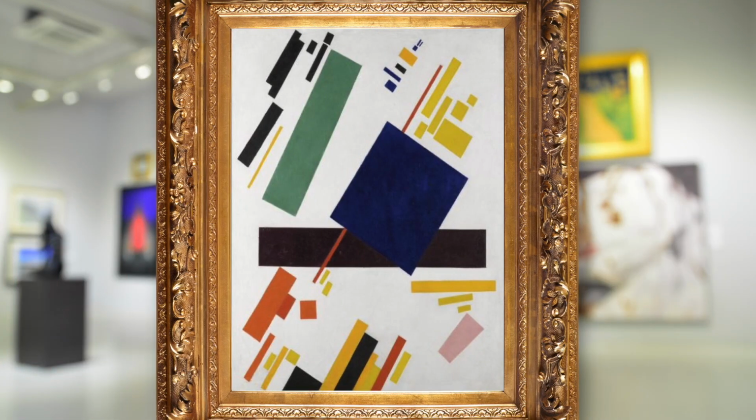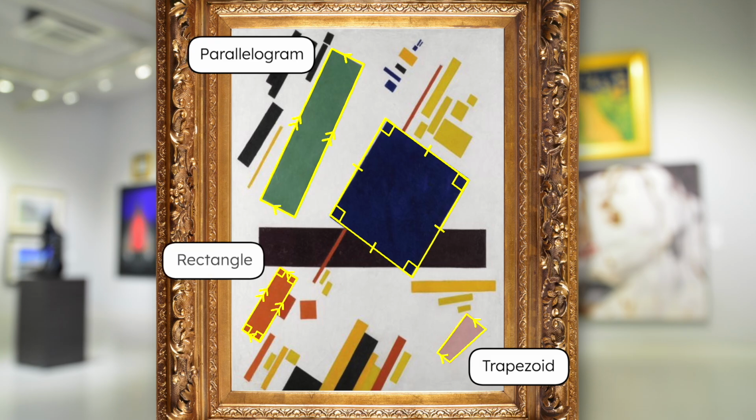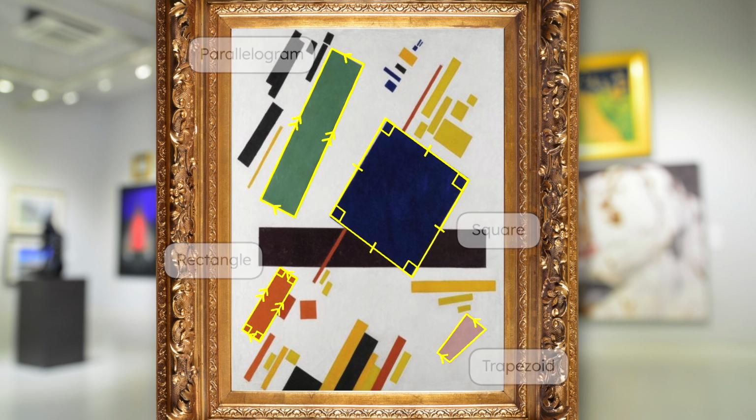You have several possibilities to choose from, but here are the quadrilaterals that I found. Here's a trapezoid. It has just one set of parallel sides. This one is a parallelogram with two sets of parallel sides. This rectangle has 4 right angles and 2 sets of parallel sides. And this is the square. It has 4 equal sides and 4 right angles. Make sure the trapezoid, parallelogram, rectangle, and square you identified fit the criteria for each shape.